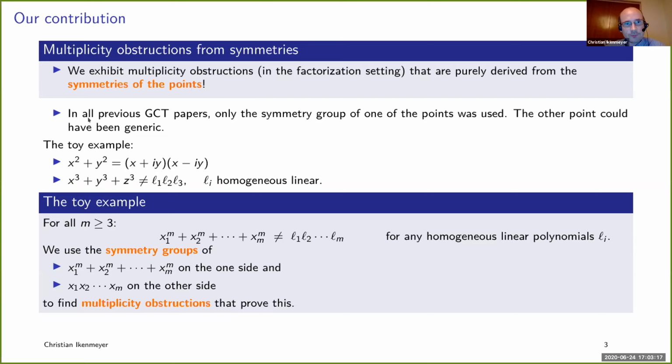So in all GCT papers before, there was always only the symmetry group of one point being used, and the other point could have been generic. But that's not the goal of GCT. You want to have two points, and their symmetries should be the reason why you get a separation.